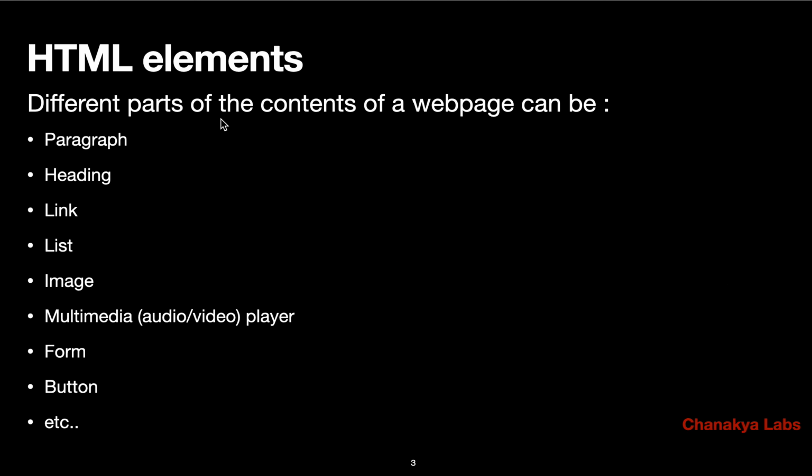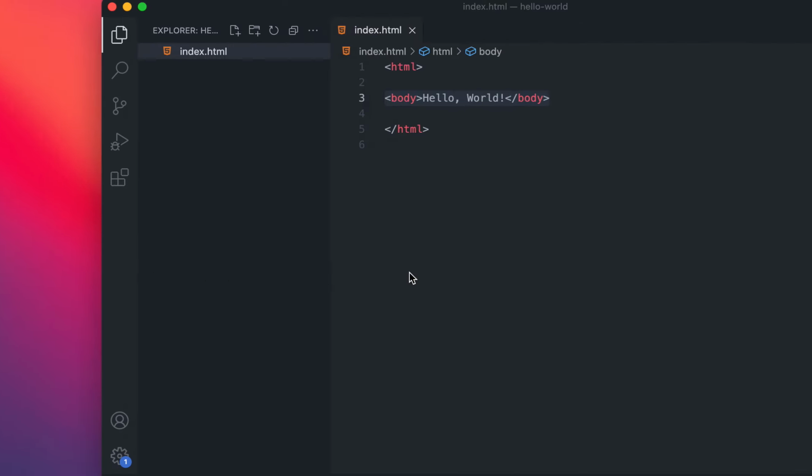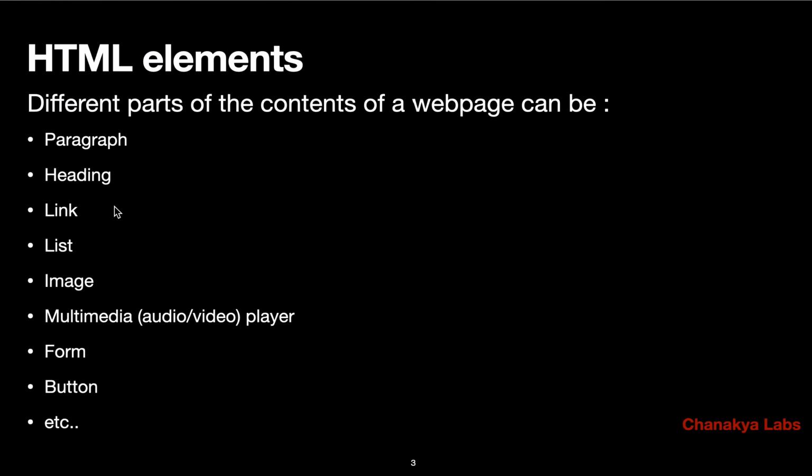Okay, now we'll go to different elements definitely one by one, but here I would like to mention in passing what the various types of content on a web page can be. Earlier we already saw a couple of them, right? This is a heading, this is a paragraph, this is a link. So you can see paragraph, heading, link.